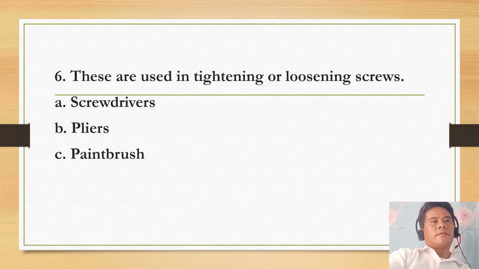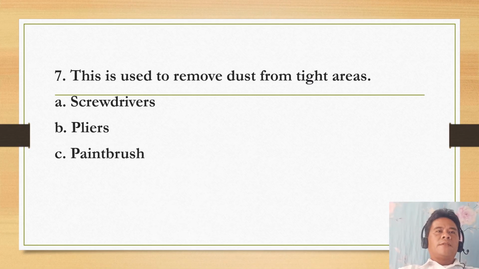Okay, number 6. These are used in tightening or loosening screws. A. Screwdrivers. B. Pliers. C. Paintbrush. Number 7. So this is used to remove dust from tight areas. A. Screwdrivers. B. Pliers. C. Paintbrush.